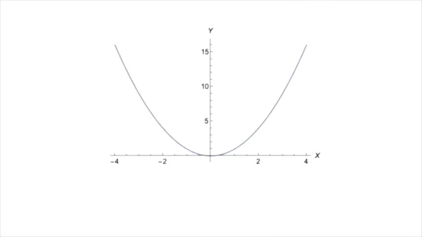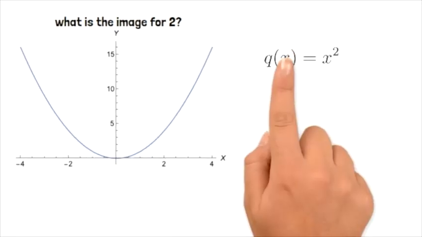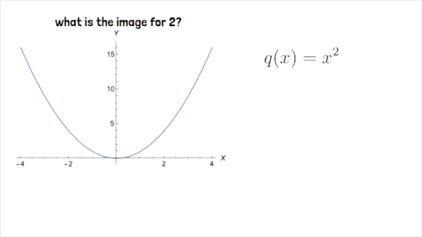What about the other function? What is the image for 2 for this function? Again, we consider this expression for the function. The image is equal to the square of the object. So the image of 2, q of 2, is equal to 2 squared, equals 4.